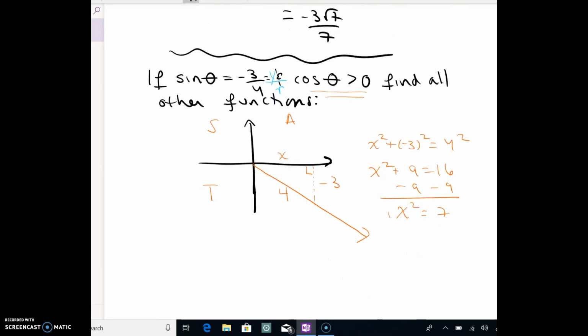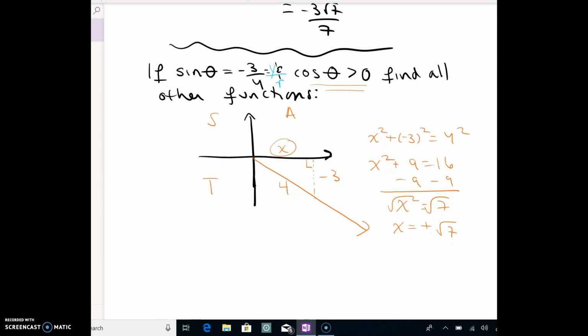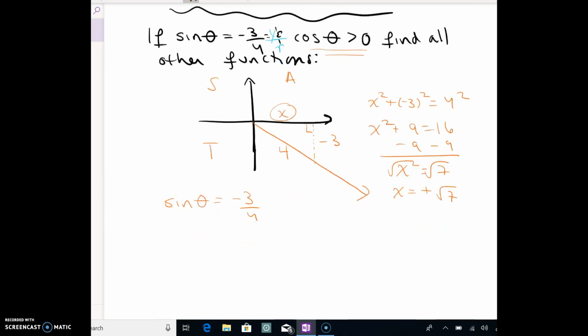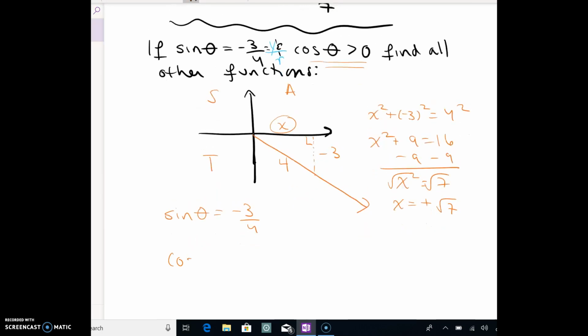To get x by itself, we're going to take the square root, and then don't forget our plus or minus. X equals plus or minus the square root of 7. And again, because this whole triangle is in the fourth quadrant, we know in the fourth quadrant our x values are positive, so we can ignore that. And we know that x is equal to positive square root of 7. So let's solve this using the fact that we know what the ratios are as well. Well, let's see. We started off with using the fact that sine is equal to -3/4.